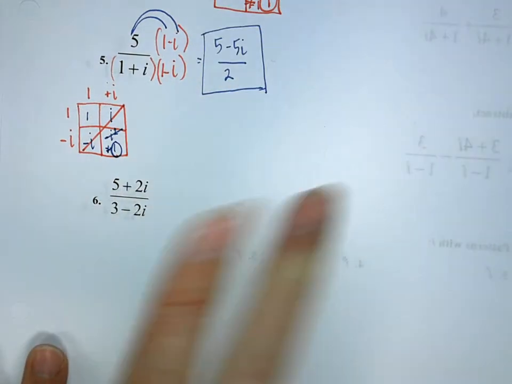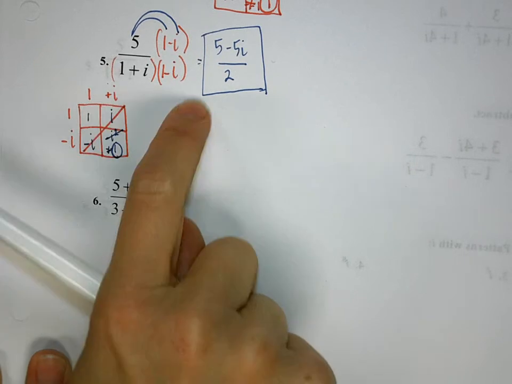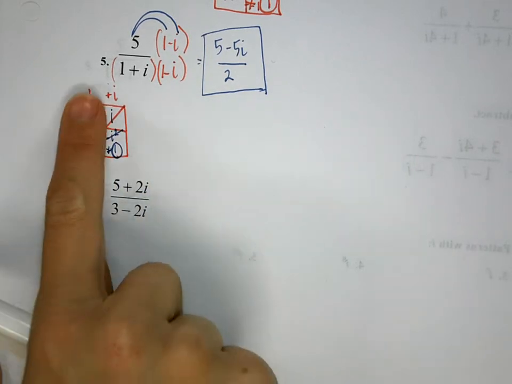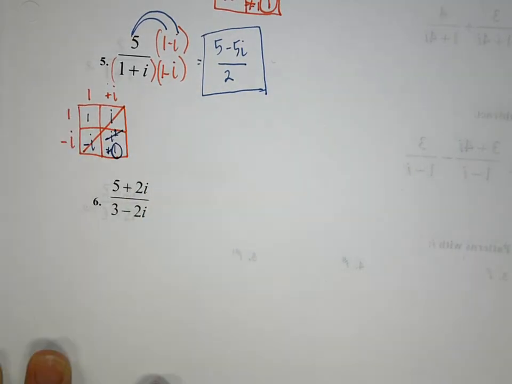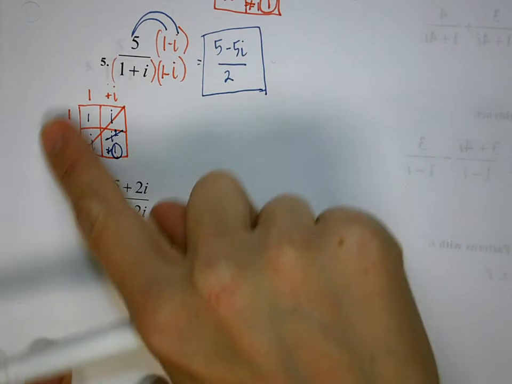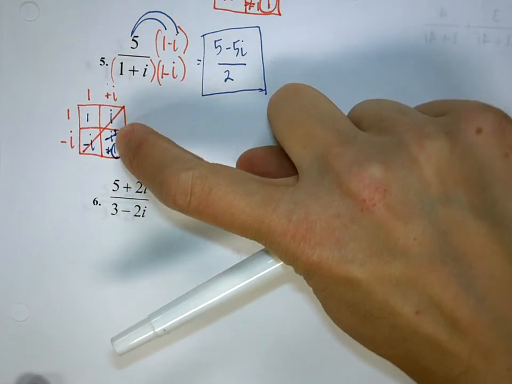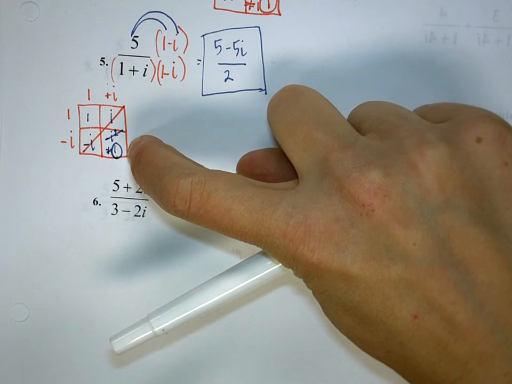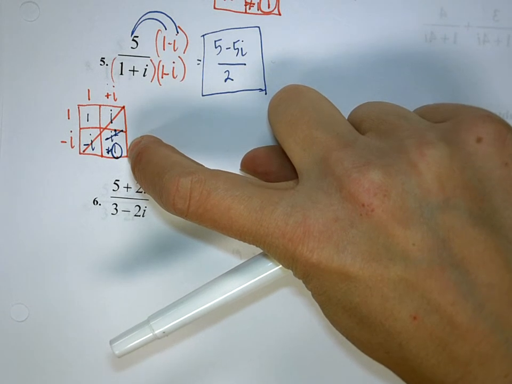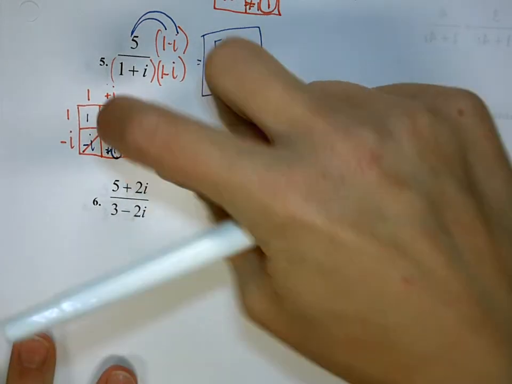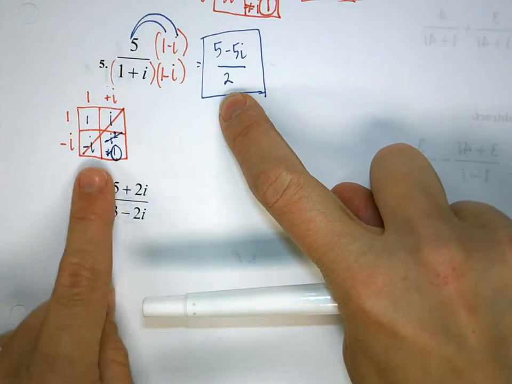To be safe, I would make a box and multiply this out. So that's what I did. I had a 1 and a plus i, and a 1 and a minus i. When I multiplied that, I got everything in here. Remember that a negative i squared ends up becoming a positive 1 because i squared is negative 1. Does that make sense?